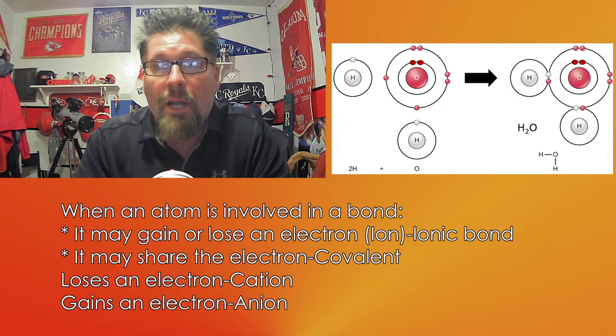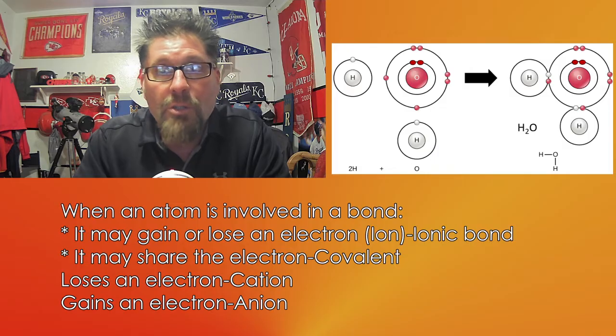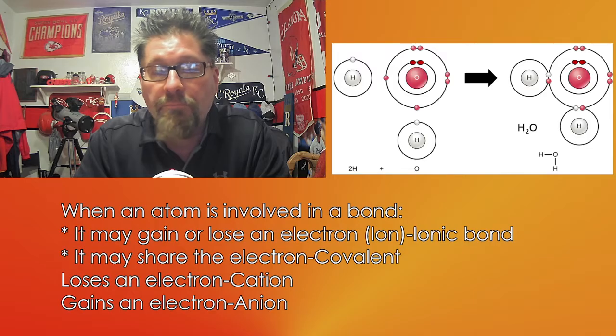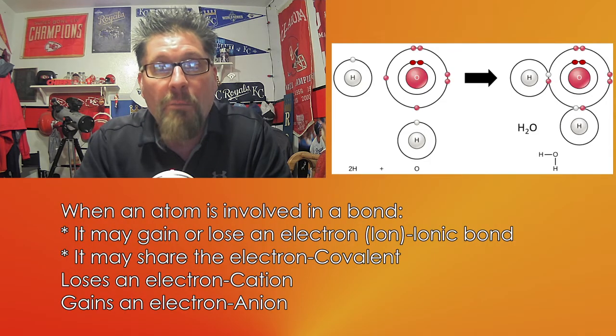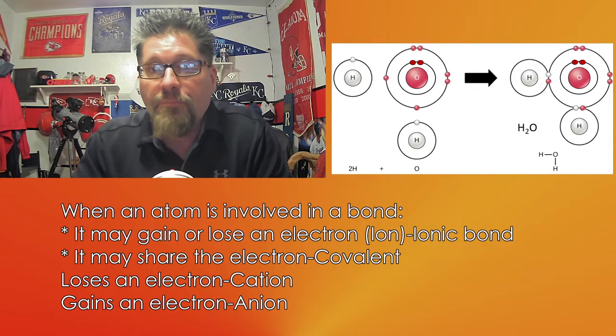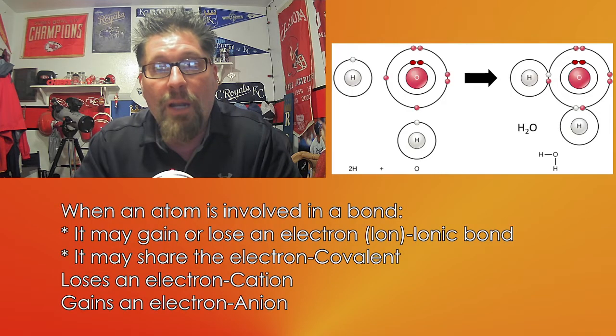We talked about electrons being super important in an atom. They're the only ones that can be exchanged. Protons and neutrons are inside the nucleus, and they cannot. But when an atom is involved in a bond, it can gain or lose or share electrons. If it gains or loses, then it's an ionic bond and it becomes an ion, which we discussed in our last video. It can be a positive ion or a negative ion. If it shares the electrons, that's a covalent bond.